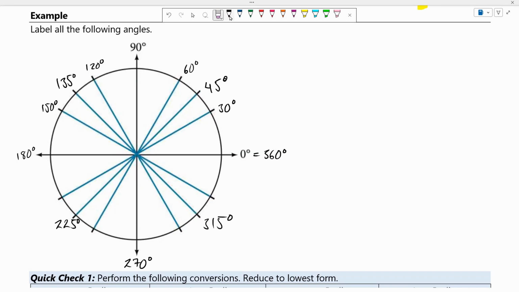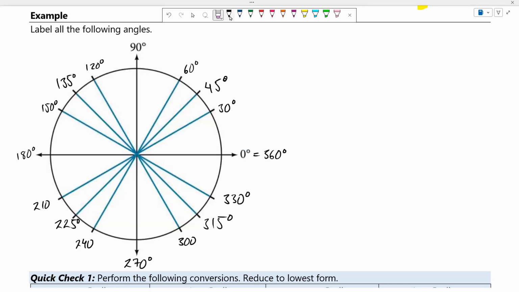Let's keep going. 180. Add another 30, 210. Add another 30, 240. Add another 30, 270. All is right with the world. Last, add another 30, 300. Add another 30, 330 degrees. Add another 30, we're back at 360. So we went all the way around.